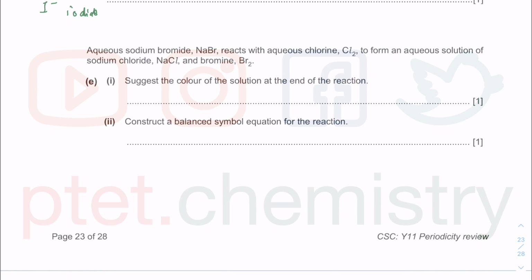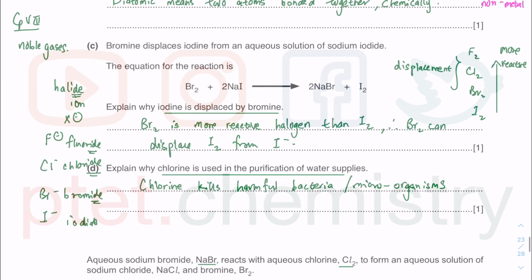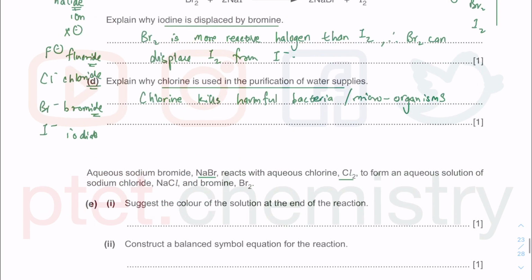So this is about a displacement reaction. You have NaBr reacting with Cl2. Remember just now, Cl2 is above Br2, so Cl2 can kick Br2 out from Br minus. Therefore, when you have this reaction, you get Br2, because you kick Br2 from Br minus, and the Cl2 becomes Cl minus. The color at the end of the reaction is going to be the color of Br2.